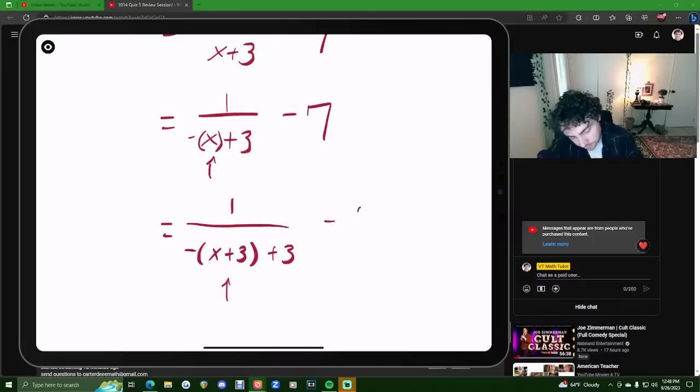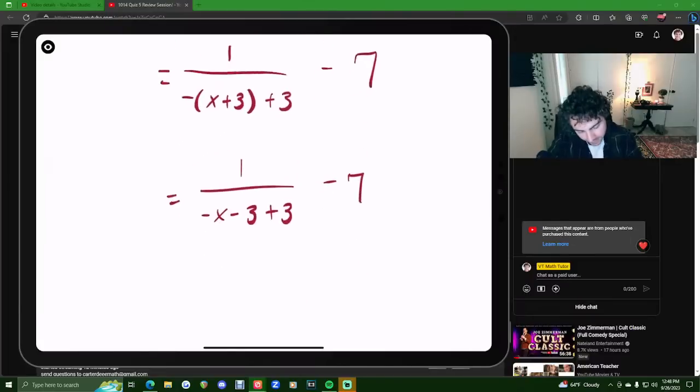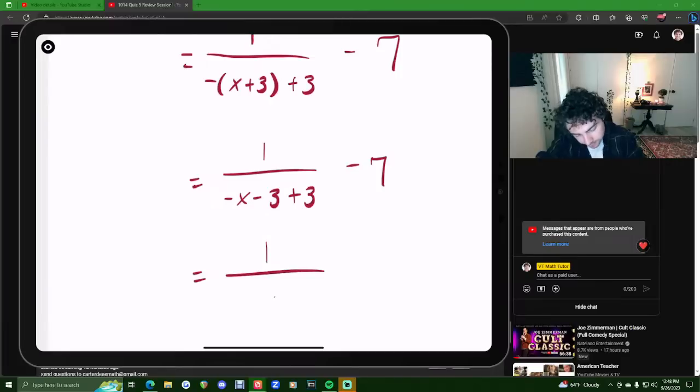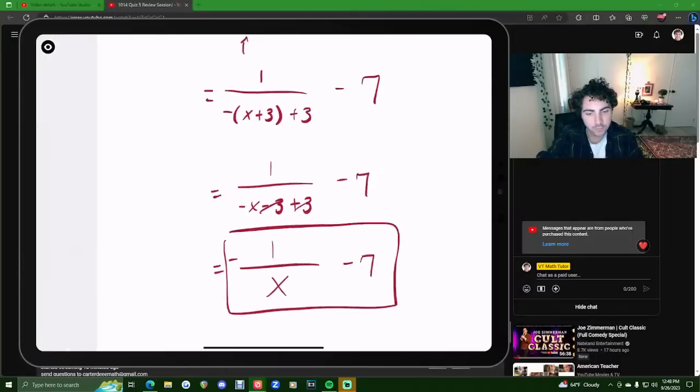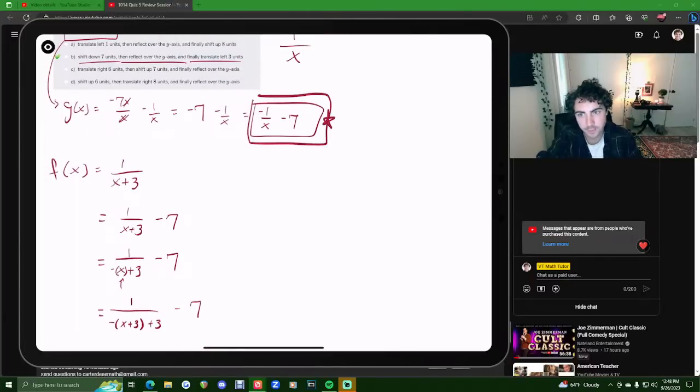Okay, so then we still have that -7. Now let's simplify this. If we distribute the negative, we have 1 over -x minus 3, and then on the outside, we still have plus 3, and then we still have -7. On the bottom, -3 and plus 3 cancel. We're left with -x minus 7. The negative with the x can just be brought out in front. So really it's -1 over x minus 7.